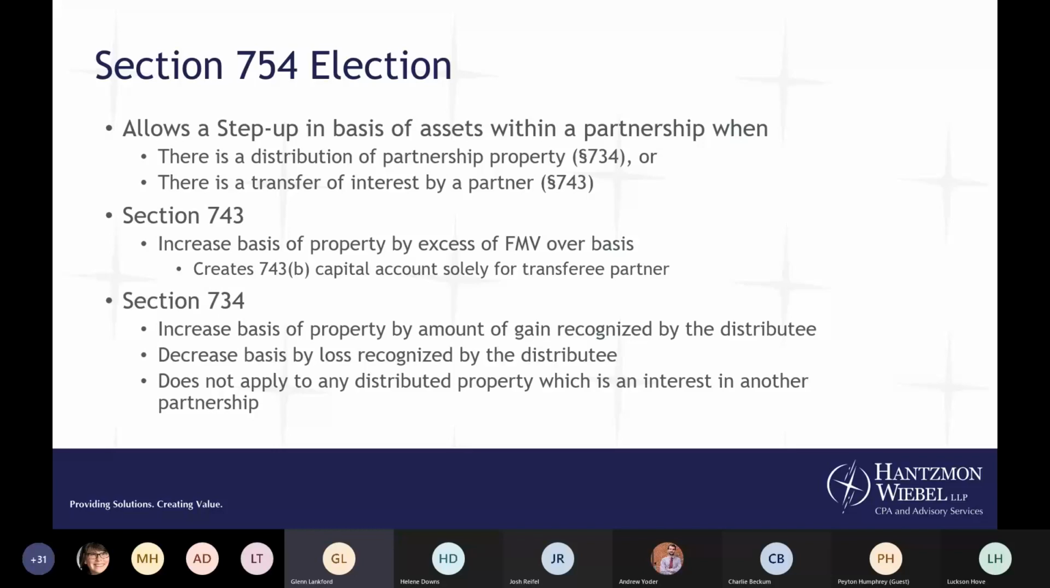And Josh said something about it doesn't apply to distributed property, which is an interest in another partnership. That means another partnership that doesn't have a 754 election. Correct. Yeah. Okay. Great.